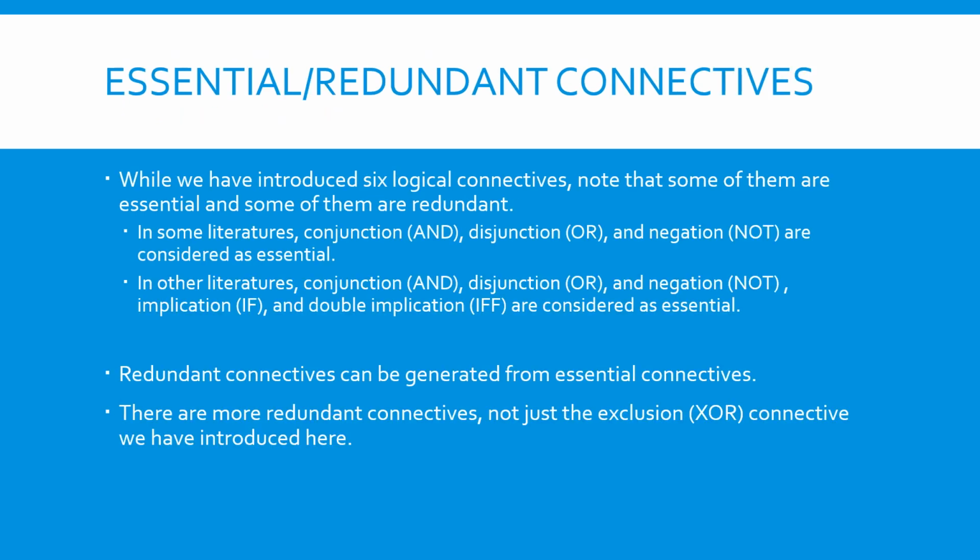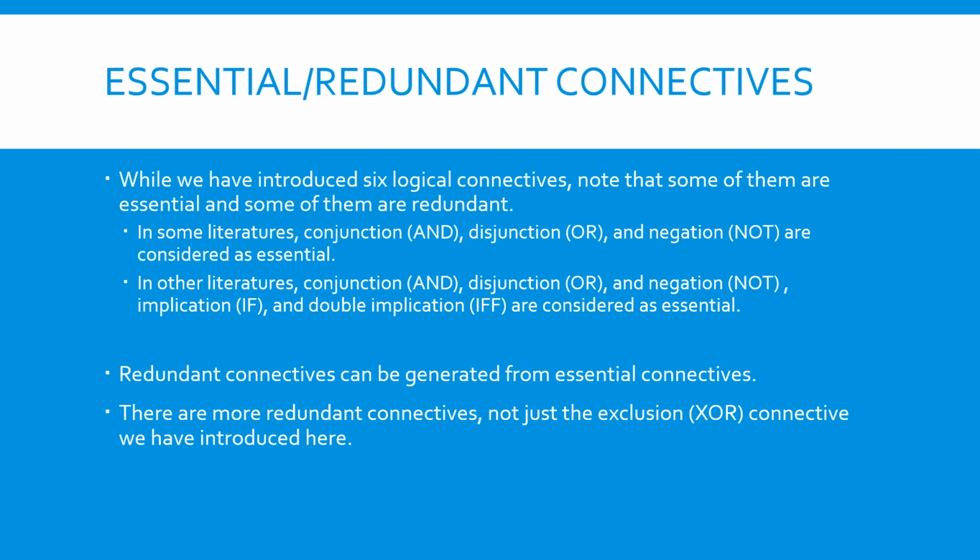Lastly, I want to clarify that some of the connectives are essential and some are redundant. It means that the redundant connectives can be constructed from the essential connectives. In some literatures, conjunction, disjunction, and negation are considered as essential. In some other literatures, implication and double implication are also considered as essential. It means that the exclusion connective is a redundant connective, and its logic can be constructed from the other logic connectives.